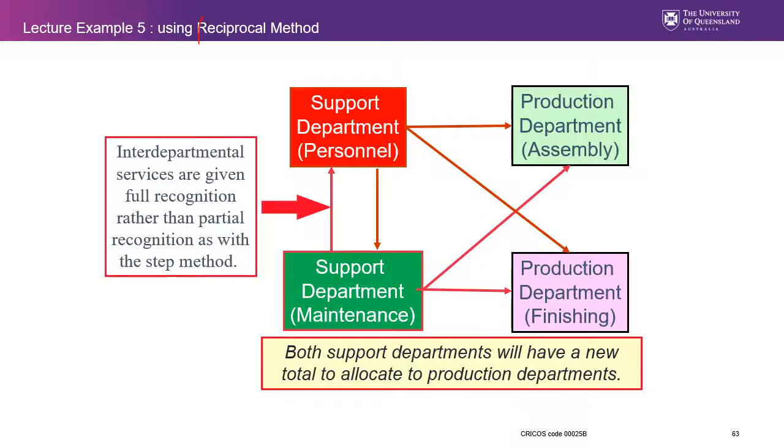Finally, using a reciprocal method, we recognize that personnel is providing some services to maintenance, and maintenance is providing some services to personnel. So this is the most accurate method. It's also the most complicated.